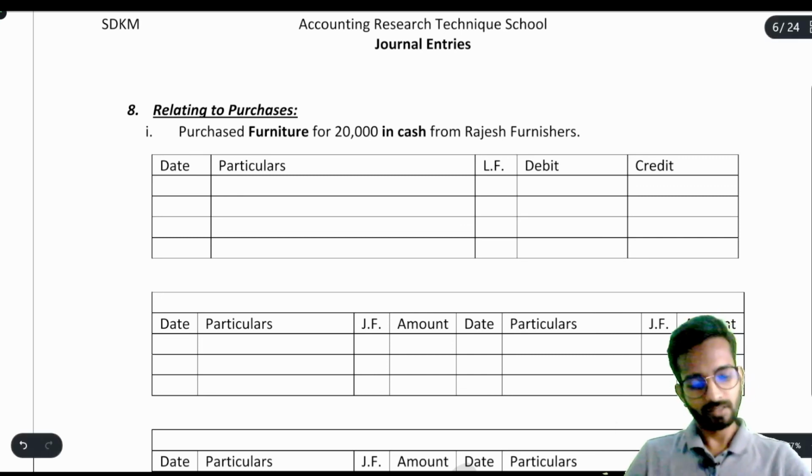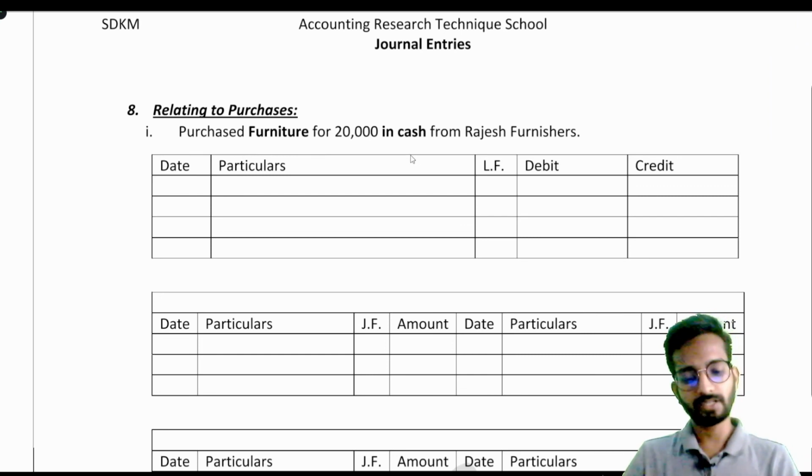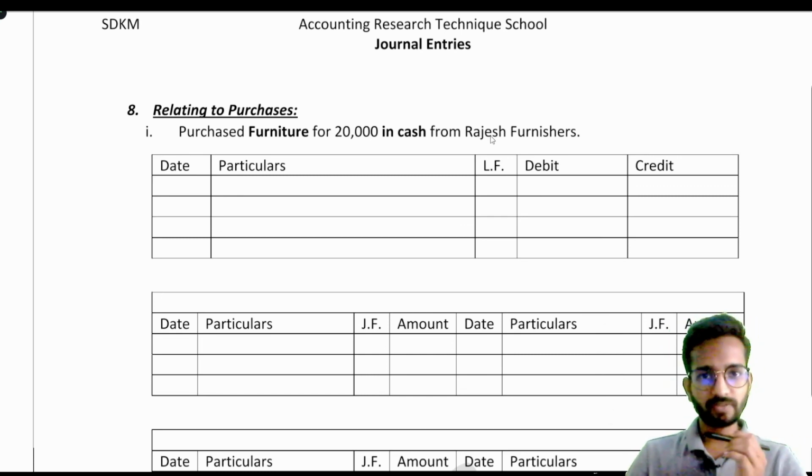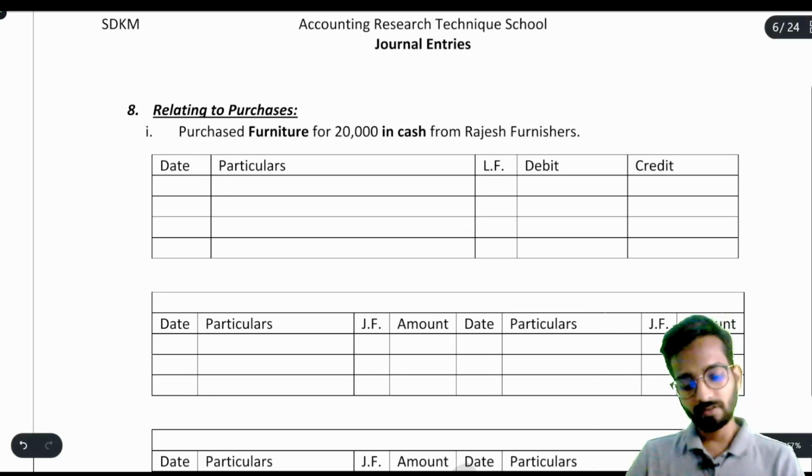Now, the first question we have here is: purchased furniture for 20,000 in cash from Rajesh Furnitures. It means I went to the shop called Rajesh Furnitures. I purchased some furniture, say some tables, some chairs, whatever. I have purchased that and I have paid him in cash. Rupees how much? 20,000.